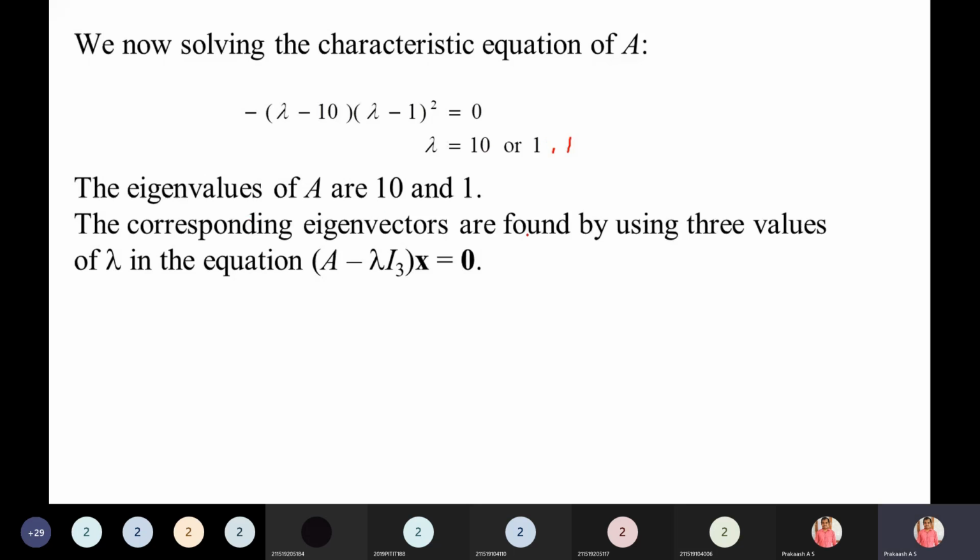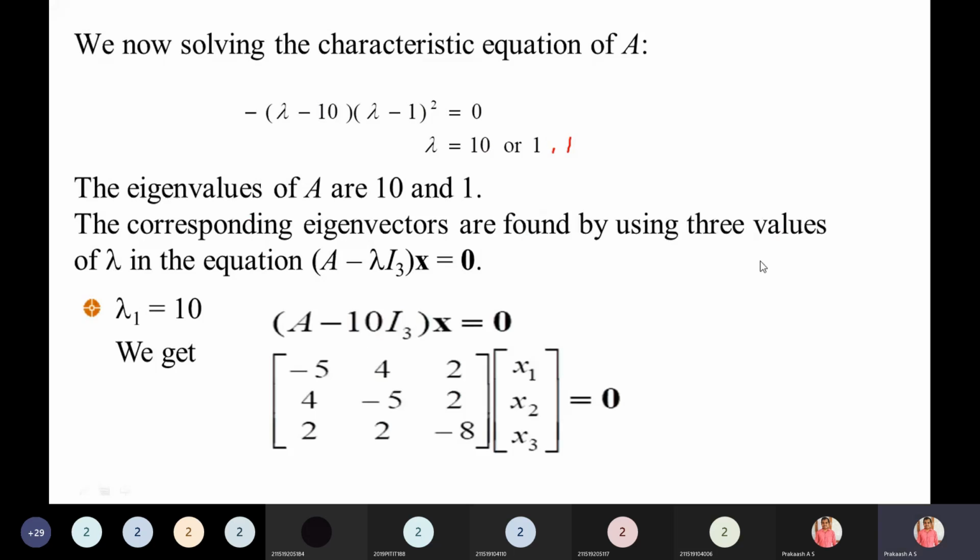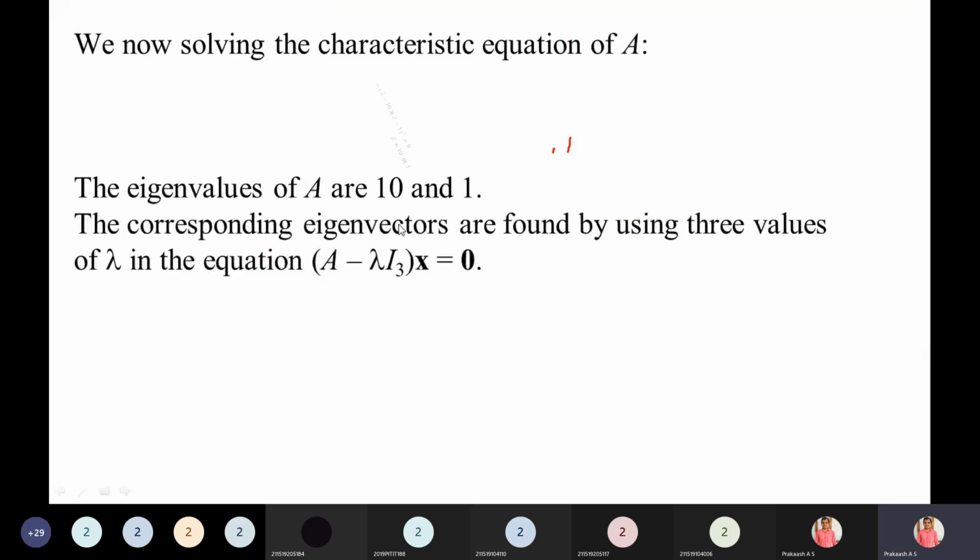The corresponding eigenvectors are found by using the three values of lambda in the equation. So lambda equal to 10, we get, okay, that is 10. We have to subtract it from the A matrix. That is 5 minus 10 is minus 5. 5 minus 10 is minus 5. Okay, what is the A matrix? 2. 2 minus 10 is minus 8.